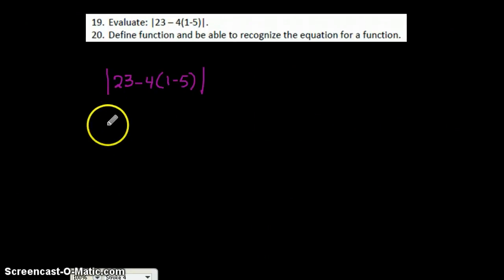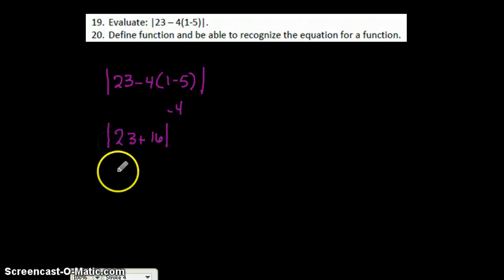Okay, here's 19. It's just an evaluate problem. Remember, we're going to have to do this part first. 1 minus 5 is negative 4. A negative 4 times a negative 4 is a plus 16. 23 plus 16 inside the absolute value. That's going to be 39. And the absolute value of 39 is 39.